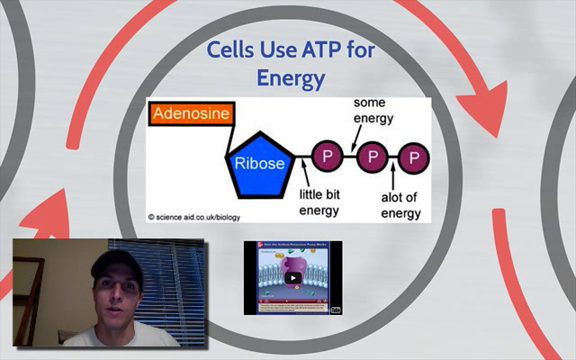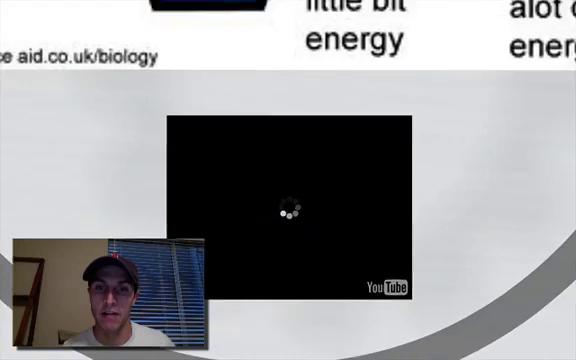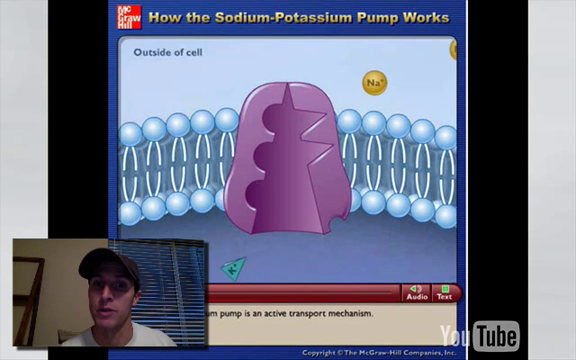So cells use ATP. Here's just a different kind of representation. Adenosine. There's a ribose on there, but you don't really need to know the full structure here. It's just what we talked about before, just a different model to look at. And then I have a video here that's going to show how this works in action.